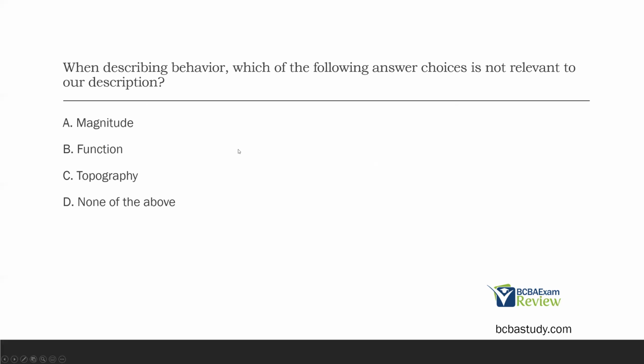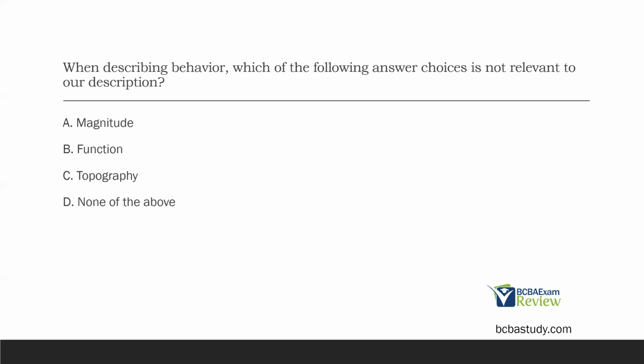Well, is A, magnitude relevant? Sure. What is magnitude? Magnitude is just intensity, right? You know, how loud is it? How soft is it? How quiet is it? How hot is it? The magnitude of the behavior is important, right? It's going to give us a little more color onto what we're looking for. Function, absolutely. The most important piece of any behavior is why it occurs. So B is 100% relevant.